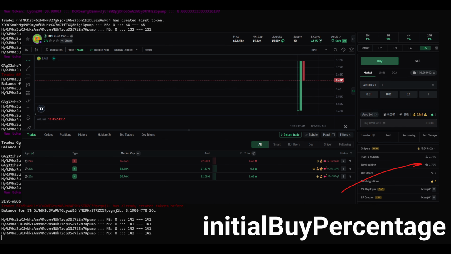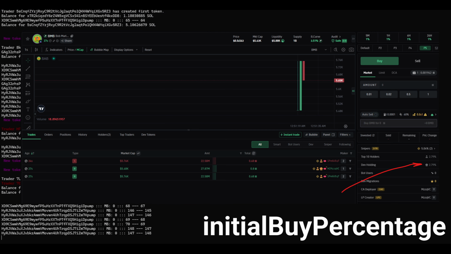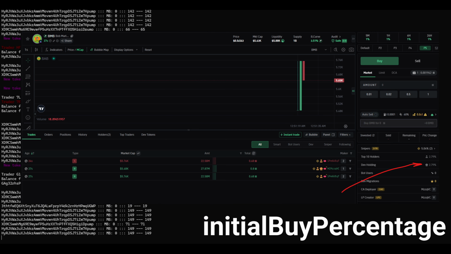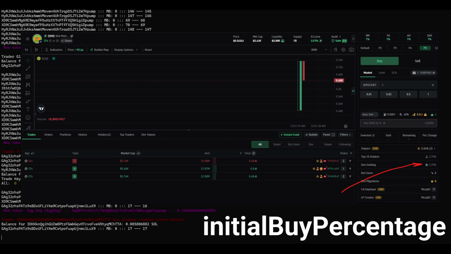Initial buy percentage determines the percentage of tokens purchased by the developer. Initially set to 7%, but I gradually lowered it to 3.5% to reduce losses from developer sell-offs.